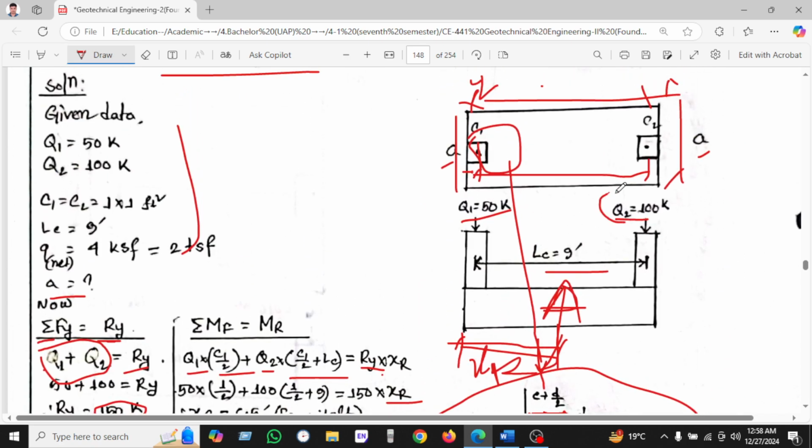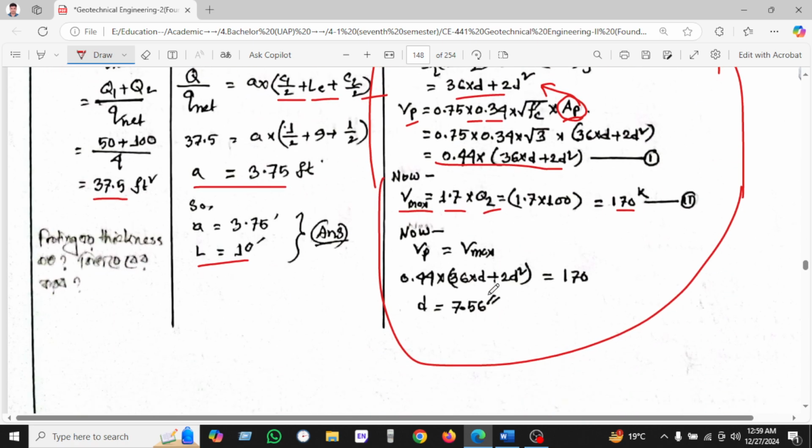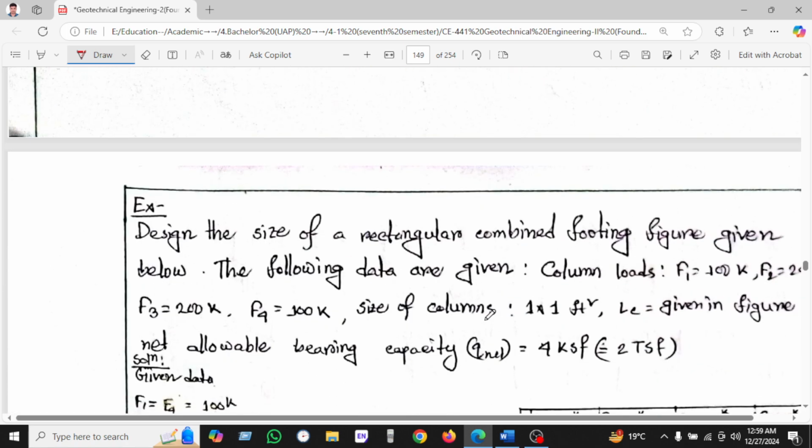Now we know the maximum, max 1.7 into Q2. We are taking the Q2. Why? Because Q2 is more than Q1. Q1 is only 50 and Q2 is 100. That's why we're taking the Q2 and found 170. And now we'll combine perimeter into maximum, and you find the value of this equation. Max is taking the 170 and b_p is taken from this equation, and found depth is 7.56 feet.